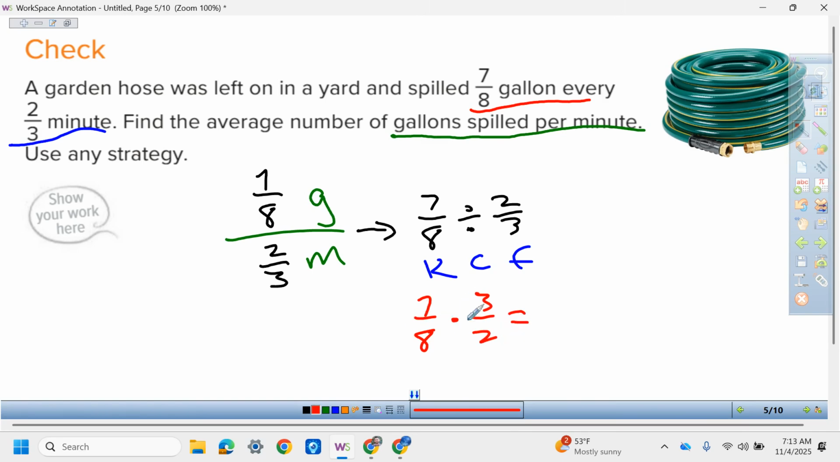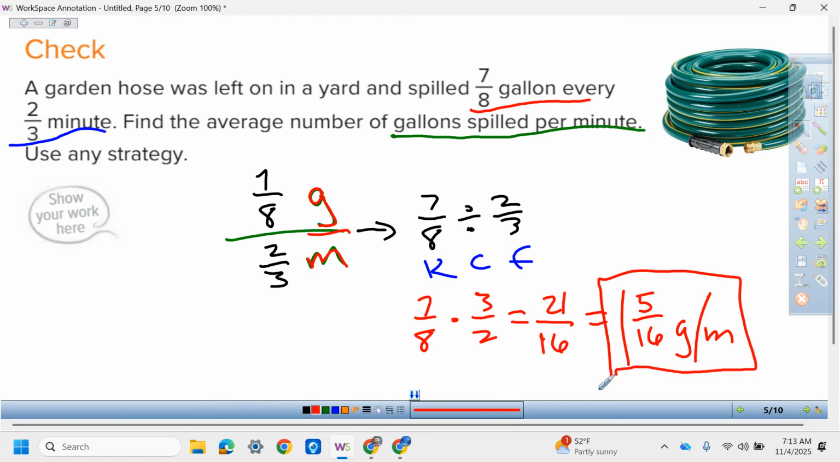Going across, 7 times 3, 21. 8 times 2 gets me 16. And just so we can talk about this in our language, let's change it back to a mixed number. 16 goes into 21, 1 time, 5 left over, and my denominator is 16. So what does this answer mean in this story? 1 and 5/16. Here it is, gallons per minute. So we got gallons per minute. You can write it with a slash, like a fraction bar, and we are done.